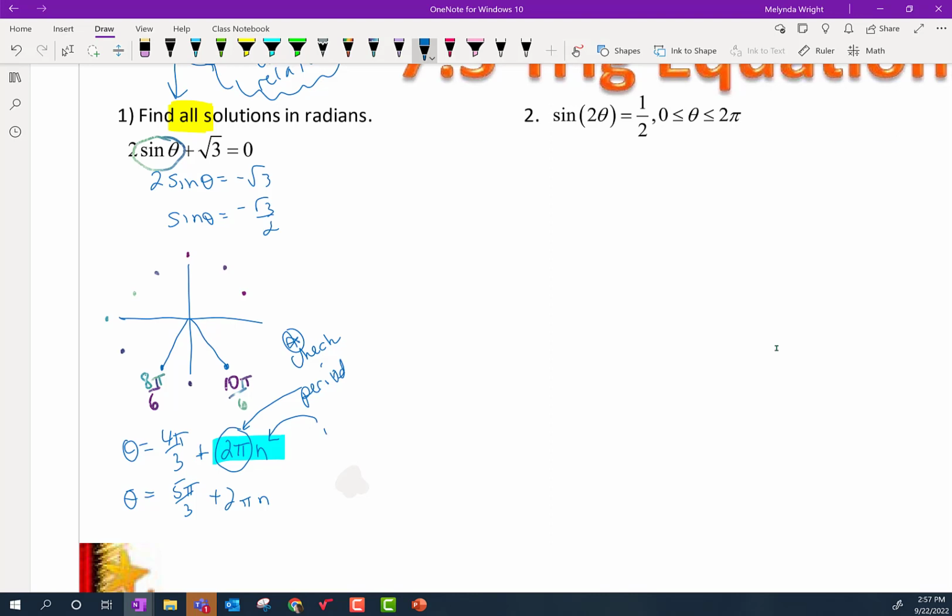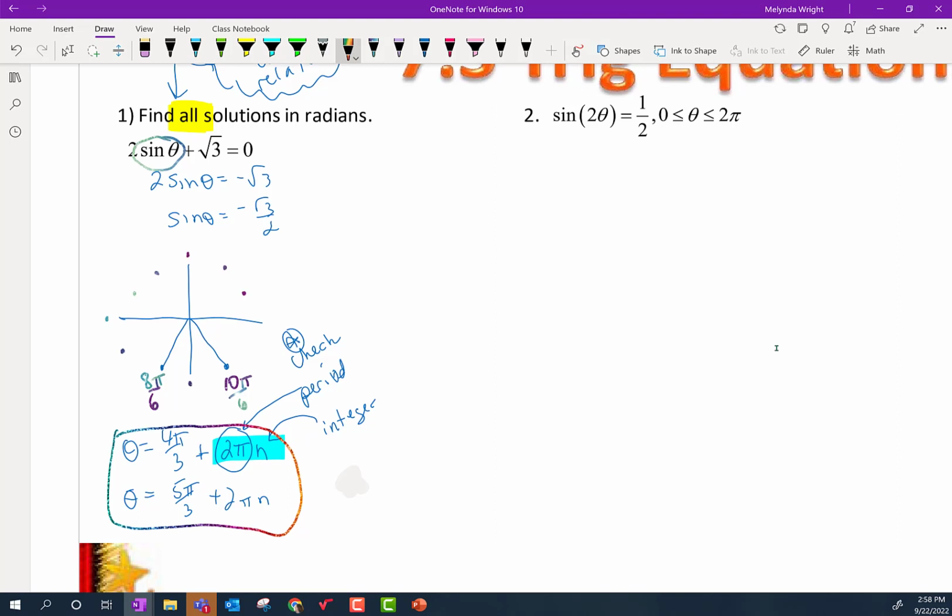So this n is an integer. The integer can be positive or negative. So you do not need to write plus or minus 2 pi n. There's no reason for that. It's just n. And so here is our very first answer.